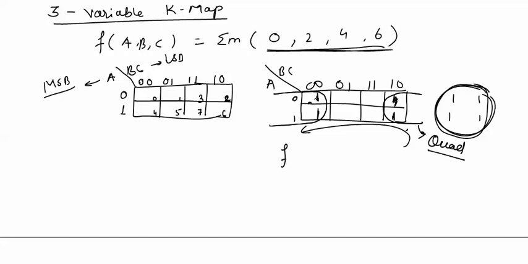For these two ones, a is 0. For these two ones, a is 1, means a is changing. For these two ones, b is 0. For these two ones, b is 1, means b is changing. For these ones, C is 0, for these ones C is 0, means f equals C bar. This is the expression for the given function.